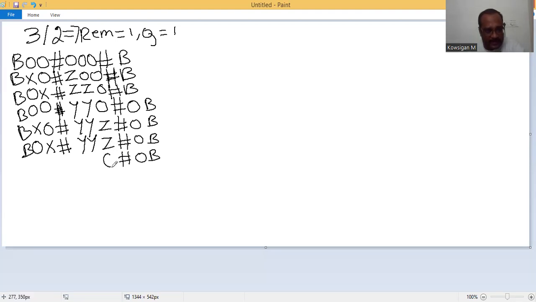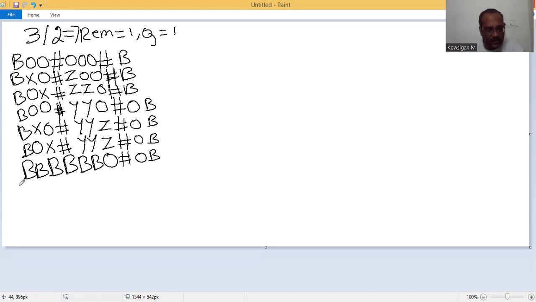replace this Z with 0 and move to the left hand side. This Y will be replaced as blank and move to the left hand side. This Y will be replaced as blank and moving to the left hand side. This hash will be replaced as blank and moving to the left hand side. This X will be replaced as blank and move to the left hand side. This 0 will be replaced as blank and move to the left hand side, and this blank will stay as it is.